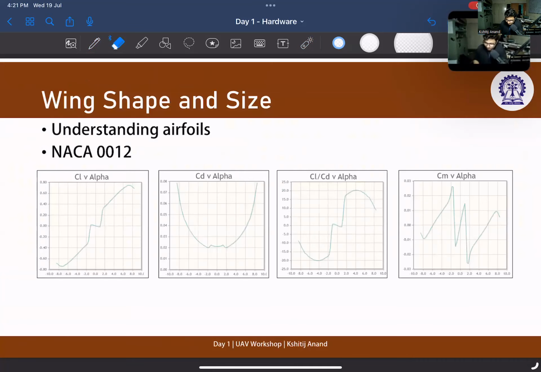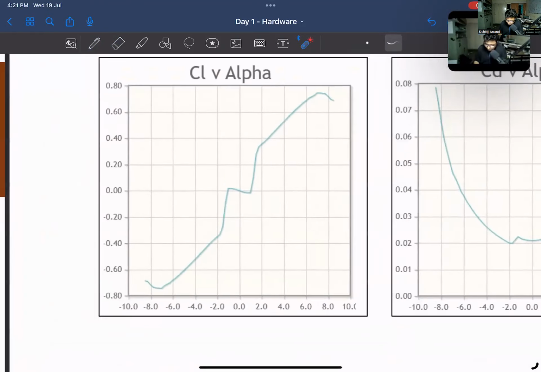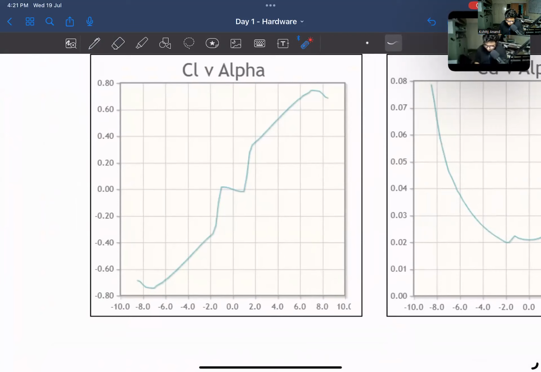Also, on another note, if you notice something with respect to the CL versus alpha curve, you see the lift coefficient goes to a maximum of about 0.75 or 0.78 at an angle of attack of roughly 7 degrees. After that, the lift starts to come down. So this is called stall. If you want to study what happens exactly in stall, you can go and explore it on your own.